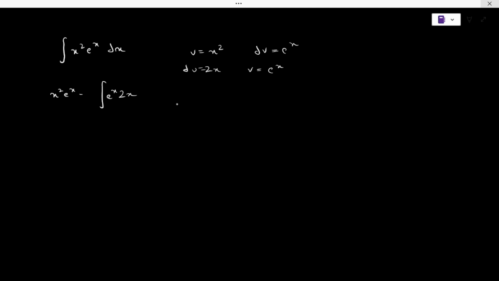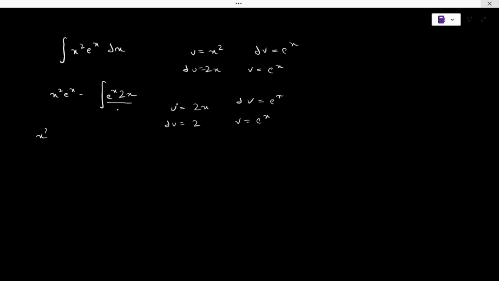Now note here, we have to use integration by parts again, since these are two functions multiplying with each other. So we have to perform another integration by parts. Here we will set u as 2x and dv as e to the power x. Our du is 2 and our v is e to the power x.